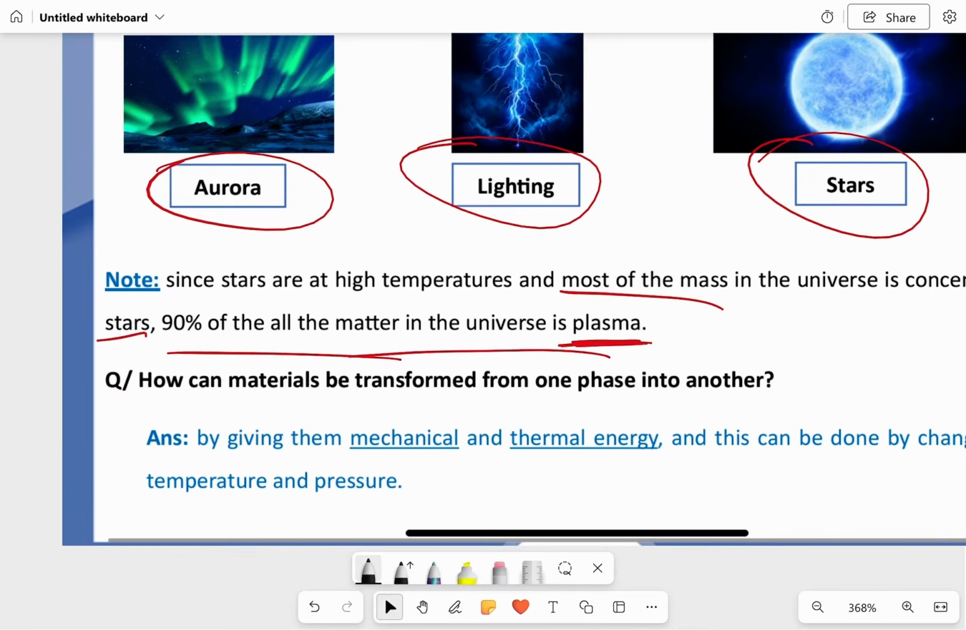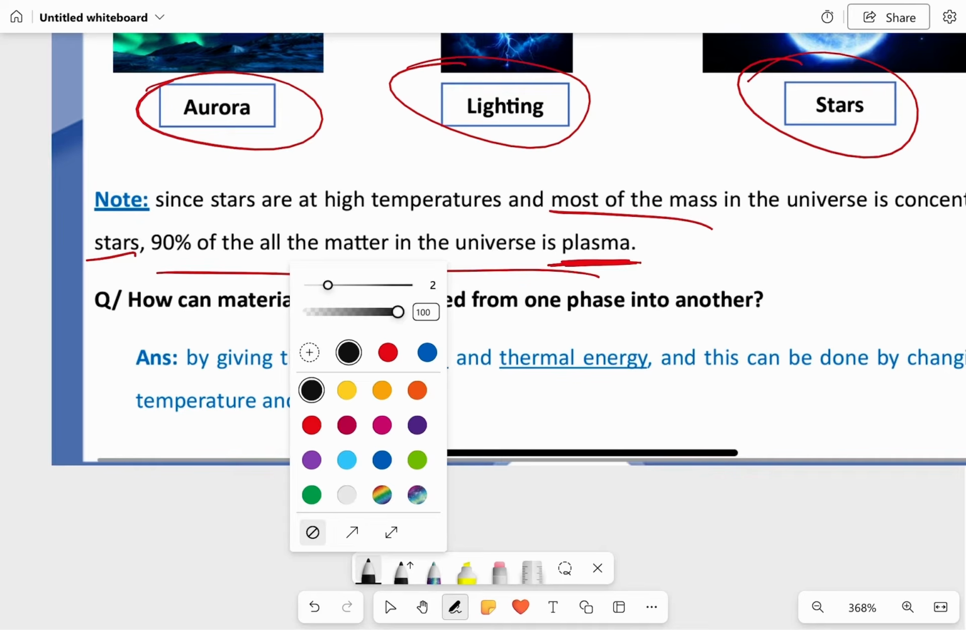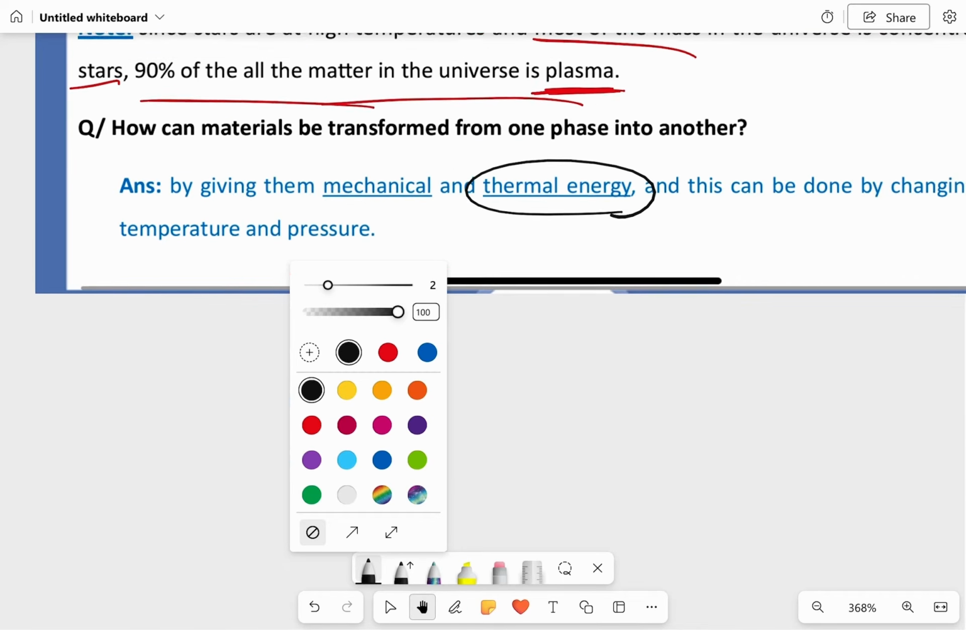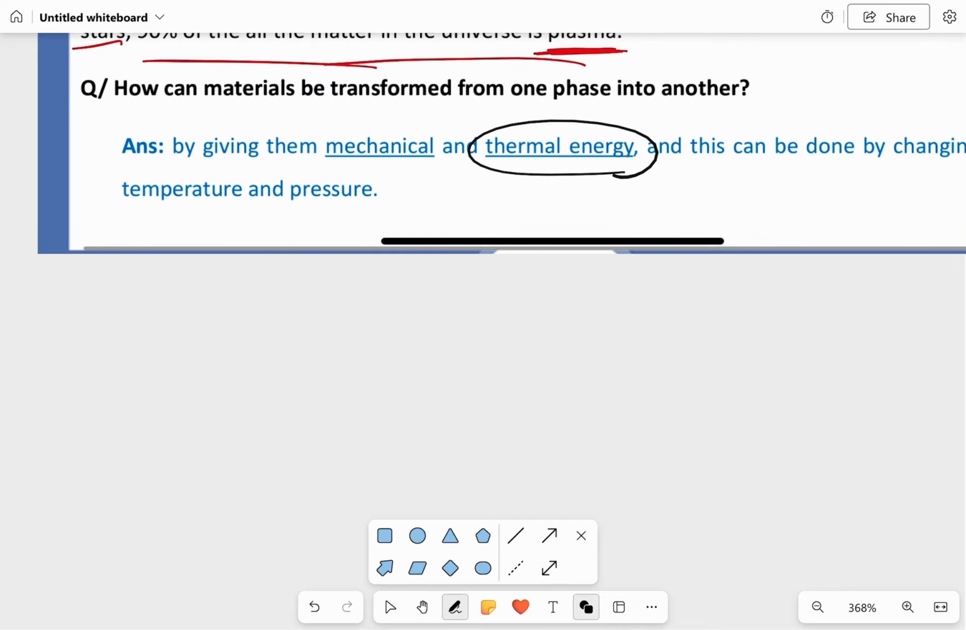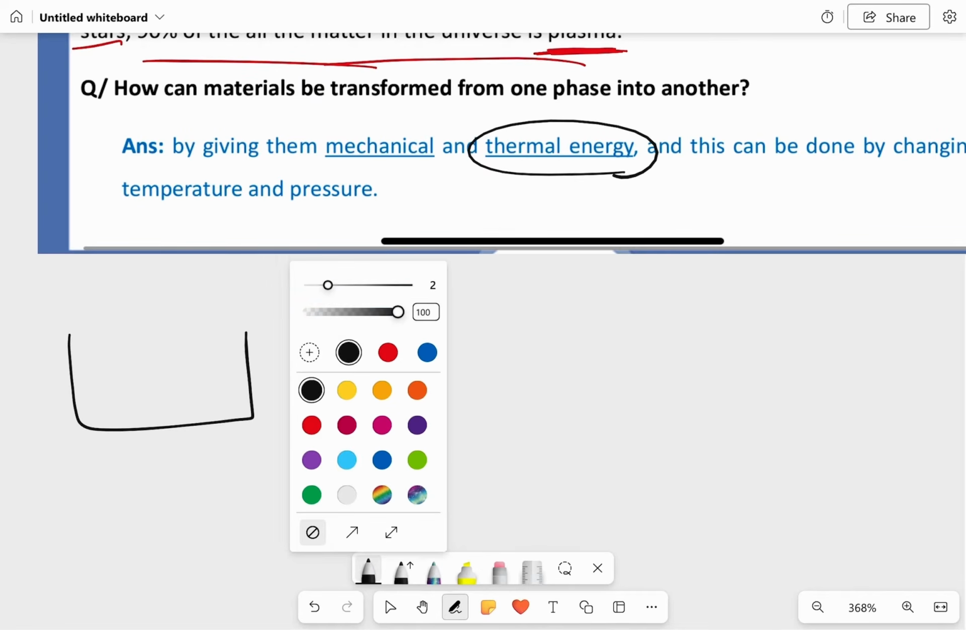How can we change the phase of a material? How can we transform one material from one phase to another? Very simply, by giving thermal energy. For example, let's say you have a cup of water. Let's just draw it. Or let's say you have a pot of water, okay? How can you change the phase of this water? Very simply, by giving thermal energy.